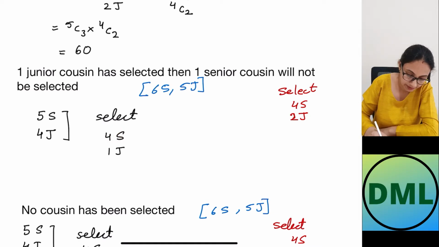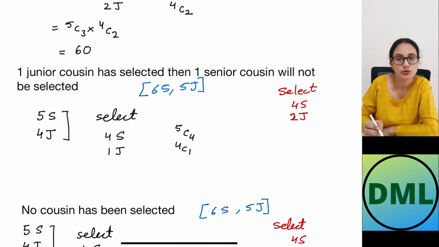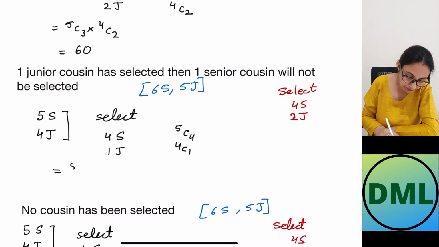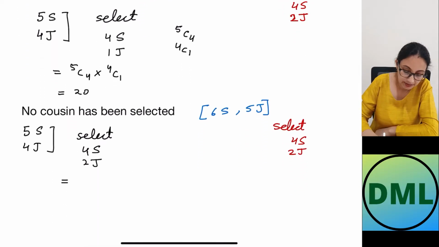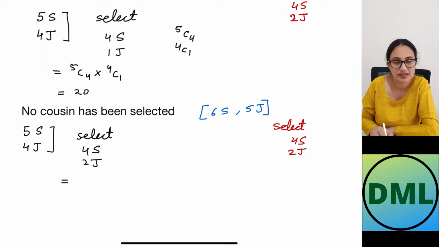So this can be done as 5C4 and 4C1 ways. If I'm doing it together, I need to multiply my answer. So it will be 5C4 multiplied by 4C1. If you solve it, your answer will be equal to 20. Now, the third part is when no cousin has been selected.